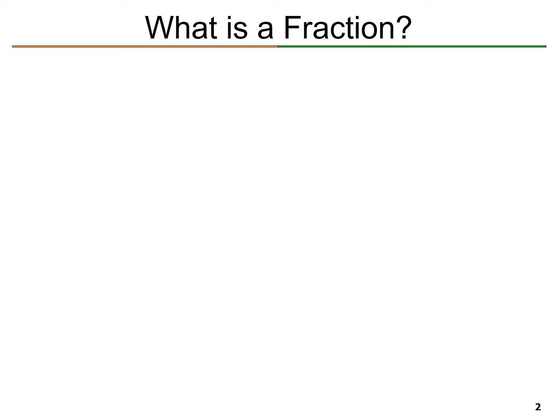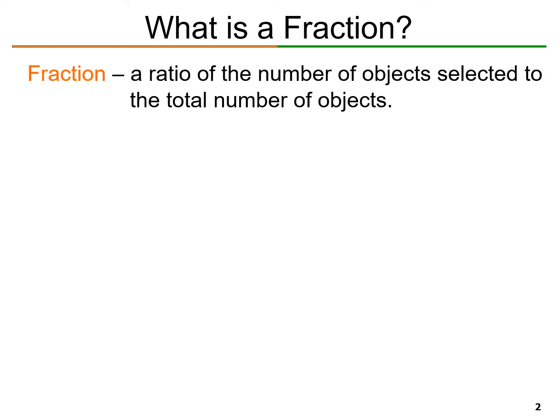Okay, what is a fraction in the first place? A fraction is just a ratio of the number of objects selected to the total number of objects. So the key in this definition is we have two parts of a fraction. We have a total number of objects, and we have a certain number of that total that we select.